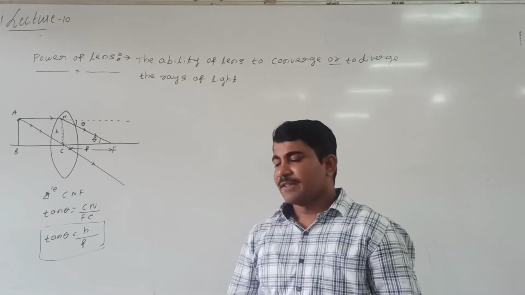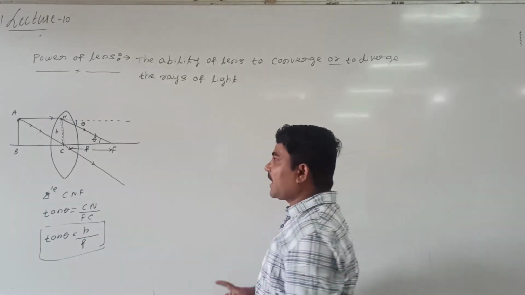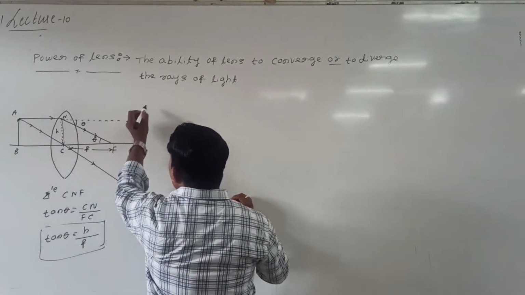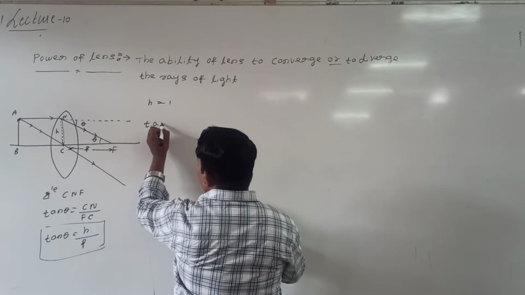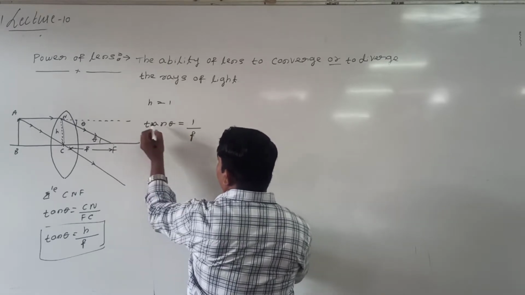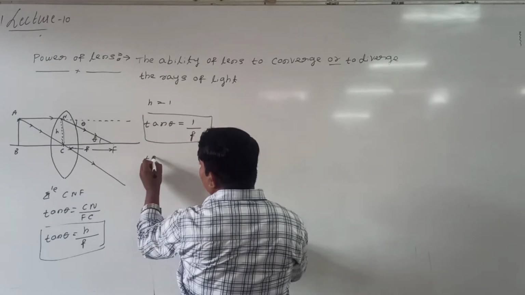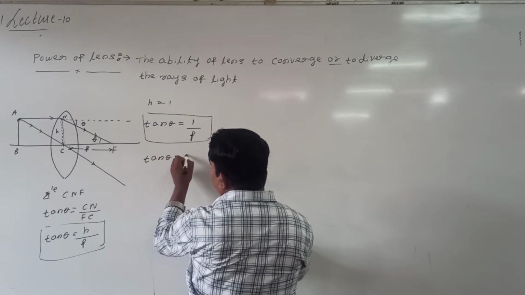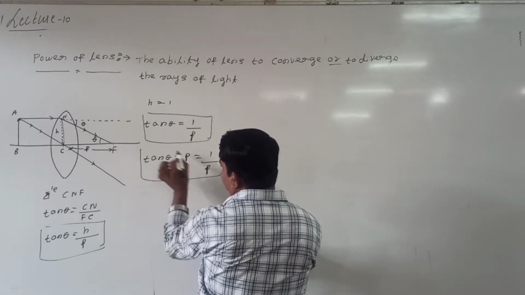Right. Then from this I can define the power of a lens. See here. If the height h is equal to 1 value, then what is remaining? If h is equal to 1 value, then tan theta is equal to what value? 1 divided by f. This tan theta is equal to 1 by f, and this is equal to the power of the lens. What I can call power of lens.